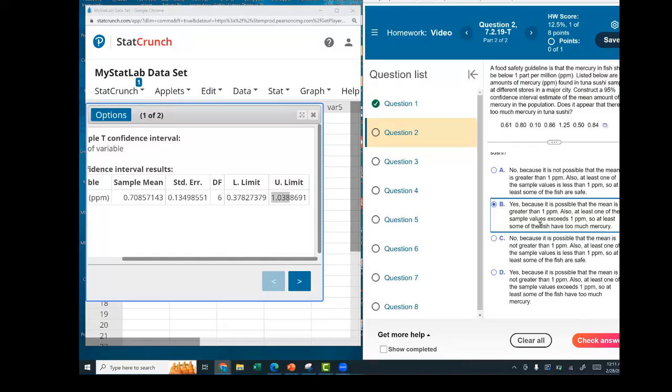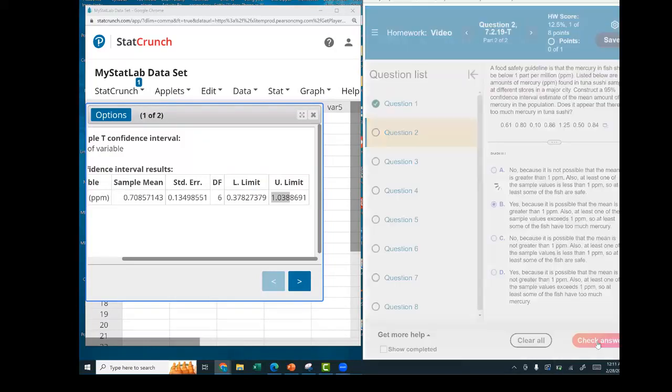Okay, so the mean, it is possible that the mean is greater than 1. It can go all the way up to, this is our upper limit. So it's got to be that one. Perfect.